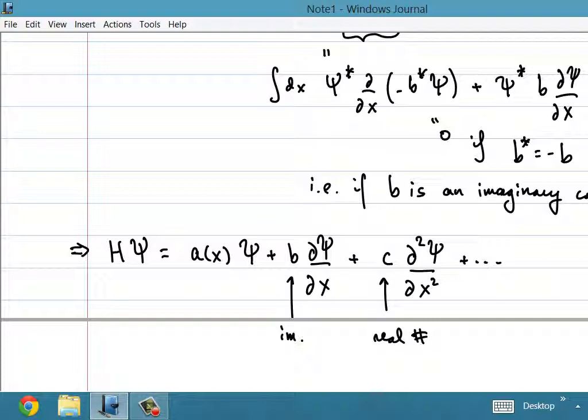So next class, what I'll do is I'll use some very basic physical principles in order to determine what these constants b and c are, and what that function a is, and indeed what their physical interpretation is.